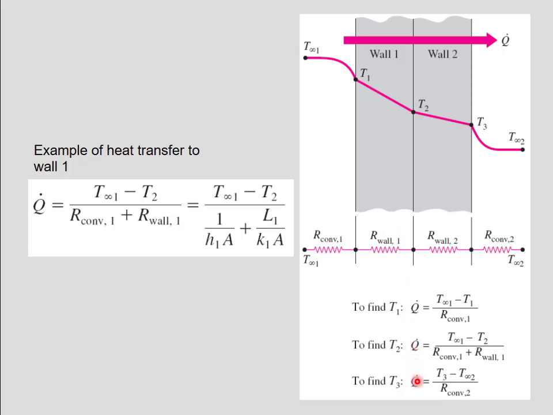To find T3, we can calculate from the right side. Then Ti is T3 and Tj is T infinity 2. Again, we can use this equation to calculate T3 because T infinity 2 is known, and the thermal resistance from I to J is also known, which is the convection thermal resistance between these two.